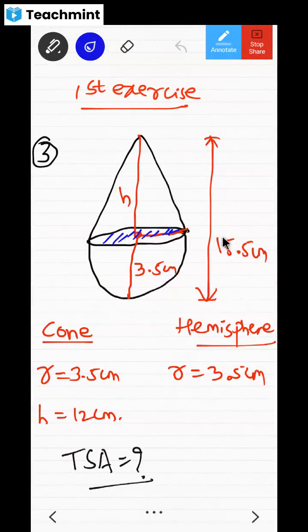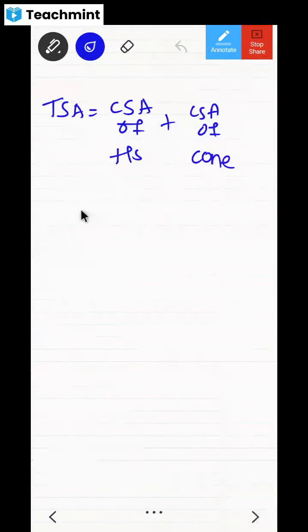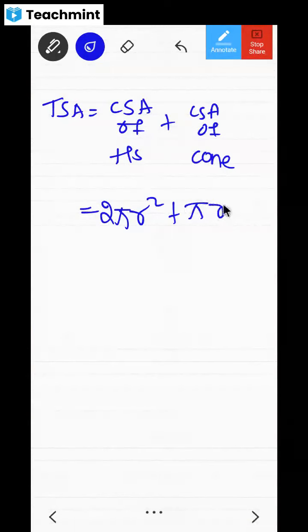It is covered, yes? Yes, sir. Why do both? I have to take it as curved surface area. Now, the curved surface area of a hemisphere, you guys know, is 2 pi r square, and the curved surface area of a cone is pi r L. Now there is a big trouble.